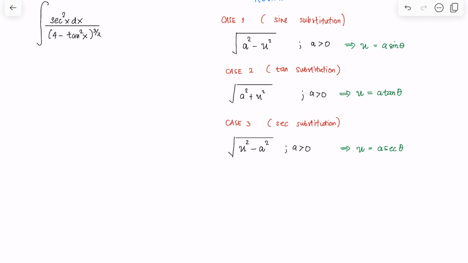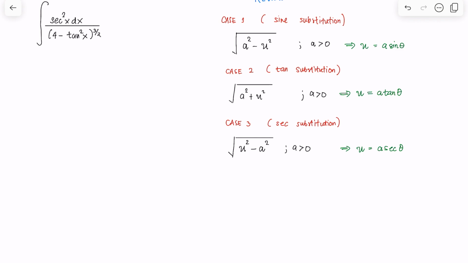This is another integral that we are going to solve using trigonometric substitution. And I would just like to reiterate from the same video: if we're given an integral, the very first thing we have to do is see the resemblance, in this case the integral of secant squared x dx over the quantity 4 minus tan squared x, to the 3 halves.